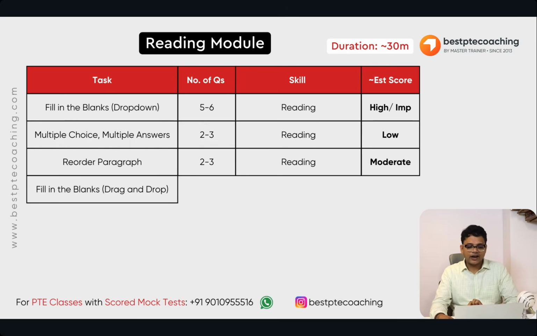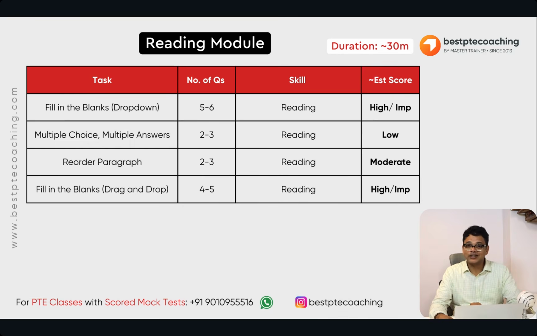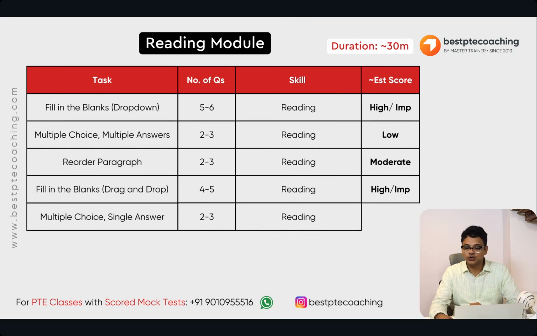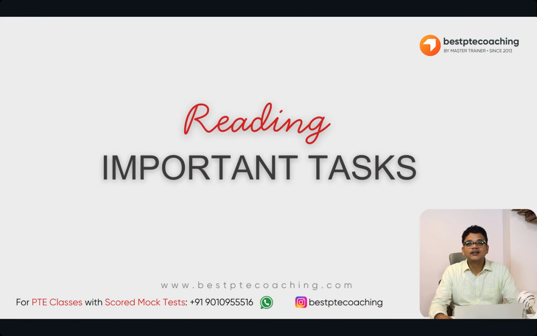Fill in the blanks, drag and drop is another task, which is number 4. 4 to 5 questions. You get reading score. It is a very important and highly important task in reading. Last and least score supplying task, that is multiple choice, single answer, 2 to 3 questions. Reading score you get less, basically. So this is the end of the reading module.